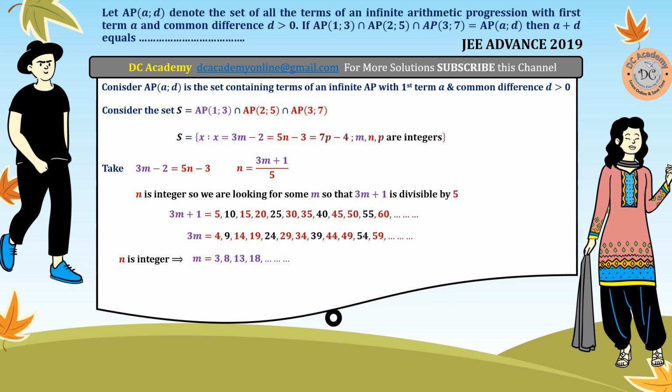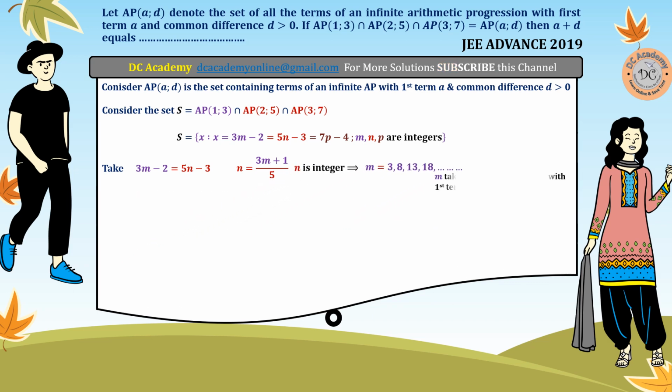Now observe that it contains a pattern. So what is that pattern? So m will follow an AP series with first term 3 and the common difference is 5. Okay, that's it. So let's go ahead. You see that it's an AP series with first term 3 and common difference 5. Just keep it aside because it may be required.